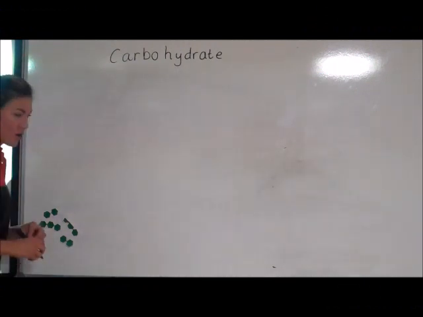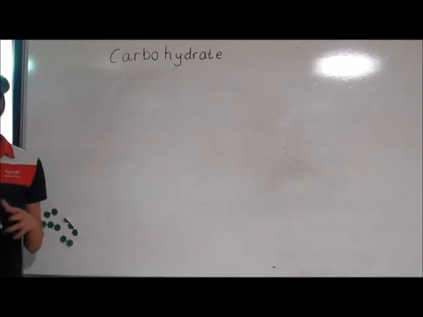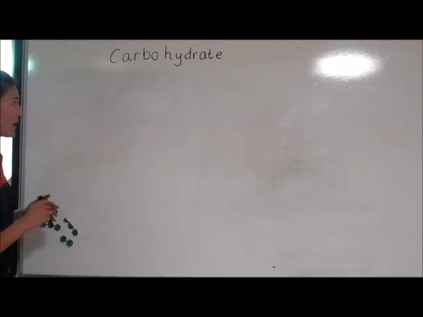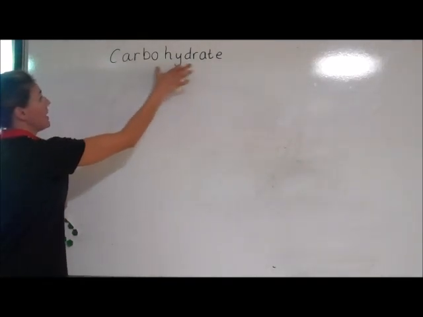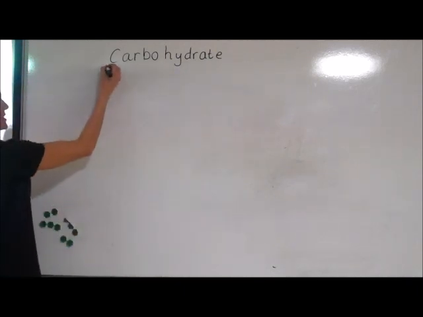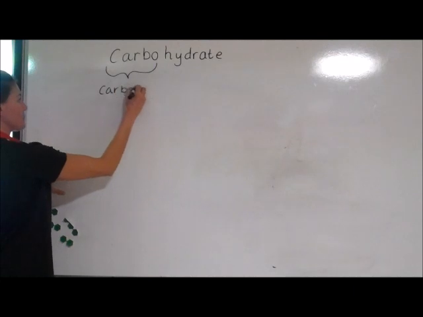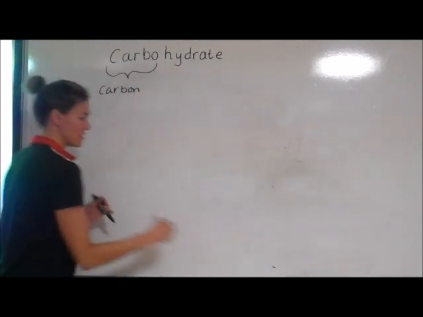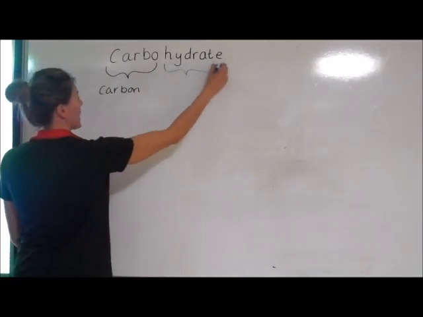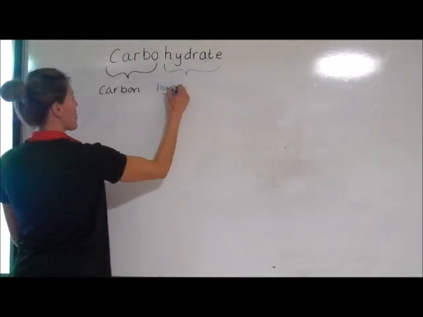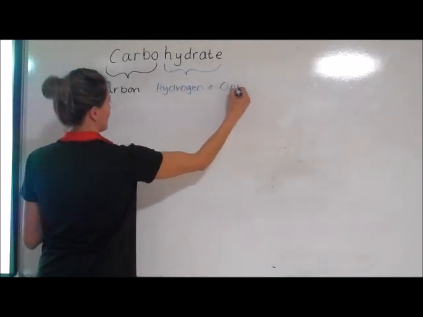Okay, this is just a little recap video to help you with the structure of carbohydrate. But before we go into the actual structure of the carbohydrate, let's look at what it's composed of. So you've got carbohydrate. As the name suggests, carbo is carbon, and then the hydrate, this H2O, we know to be hydrogen and oxygen.